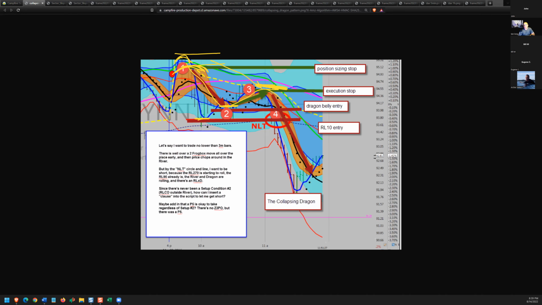And the collapsing dragon consists either, your choice. The first entry is if you draw a line straight across from the dragon and price violates through there, that's the collapsing dragon entry. The second one is if you want to use the RL10, that's the collapsing dragon entry. The stop is the peak of the dragon or the RL10. That's all it is. This collapses so fast, so far, that you'll be in agreement with me that it's our favorite pattern. All right, that's the collapsing dragon.